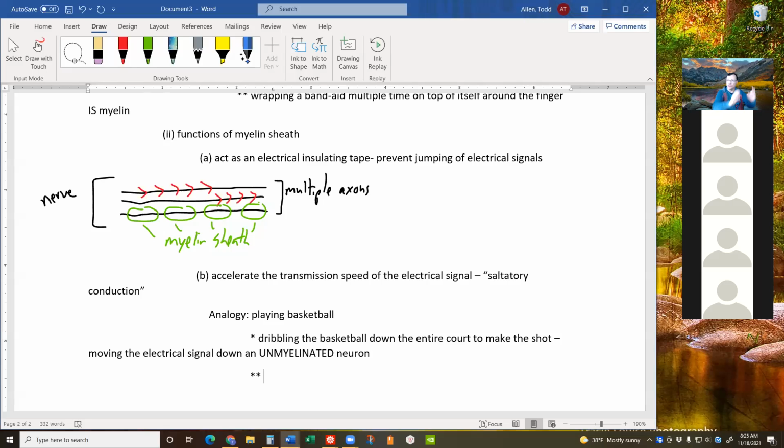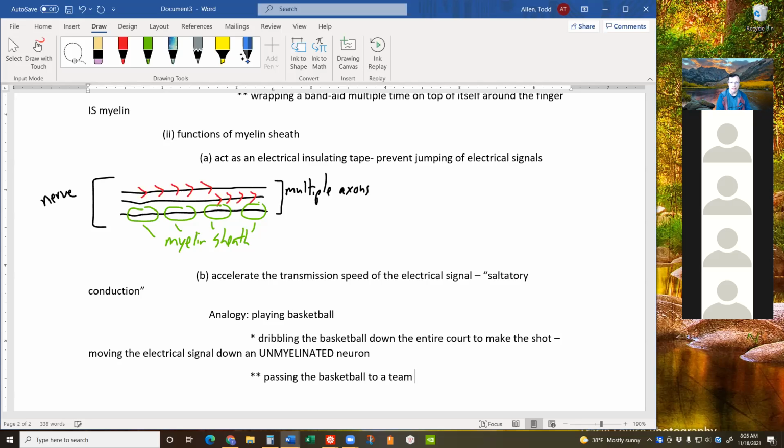Okay, so a bounce pass in basketball, right, where you push the ball away from yourself, you bounce it off the floor, and a teammate picks it up, and the teammate is already closer to the net. Well, folks, let's just say for folks that are not comfortable with basketball, simply passing the ball to a teammate that's already closer to the net is similar to saltatory conduction.